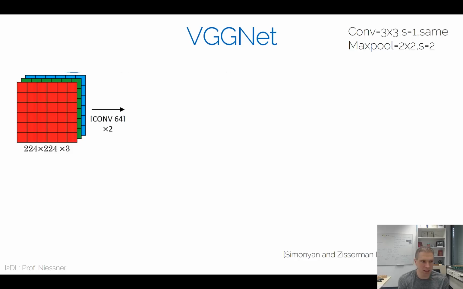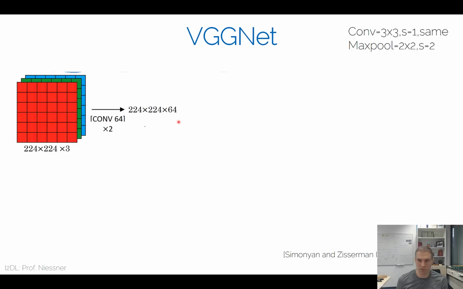VGGNet starts with an input of 224 times 224 times 3. Same thing, it's an input image; you just resize it to this input. Then we start with a conv layer. When you see conv 64, that means you have 64 channels here. So you have 224 times 224 times 64, and you do this whole thing twice. You get a feature map that does not change the resolution. They maintain resolution at 224 times 224, but you see already it's quite beefy, with 64 conv kernels.